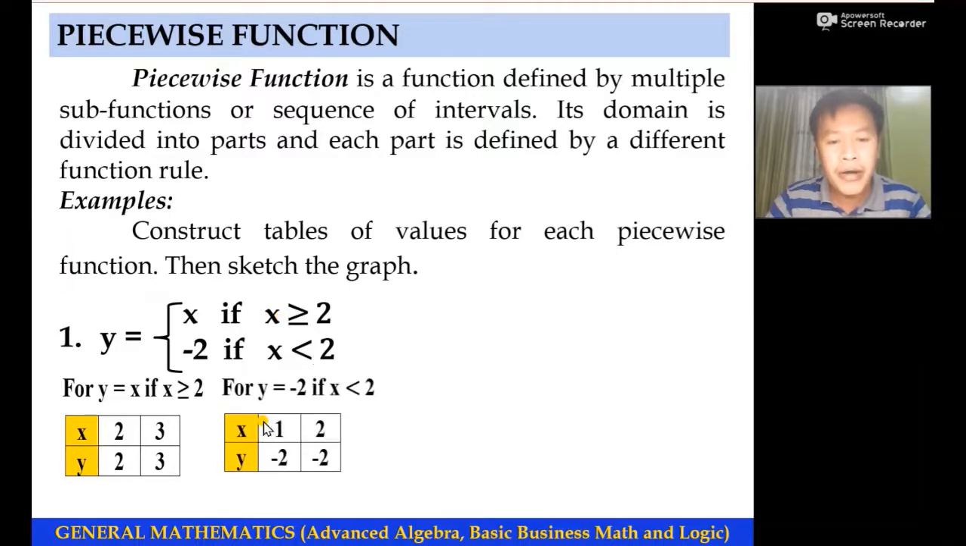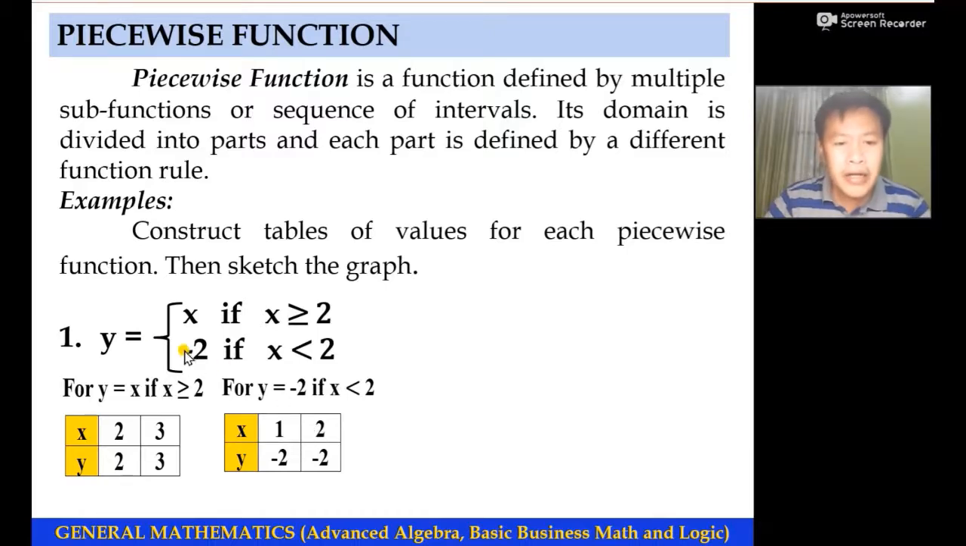Now, how are we going to set up values for y is equal to -2? Since our domain is x is less than 2, we are going to start assigning the value of x at the right side because our domain is going to the negative infinity starting with 2, but take note 2 is not a part of the domain. X is less than 2, but we are going to start assigning the value of x with 2 going to the left side.